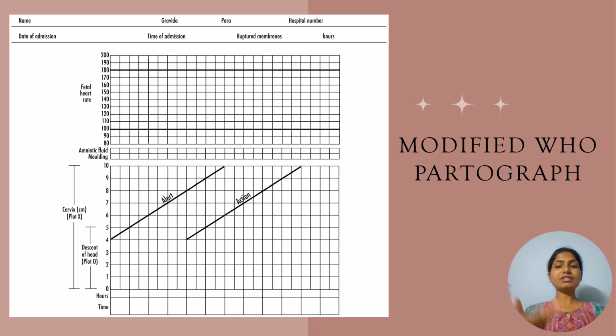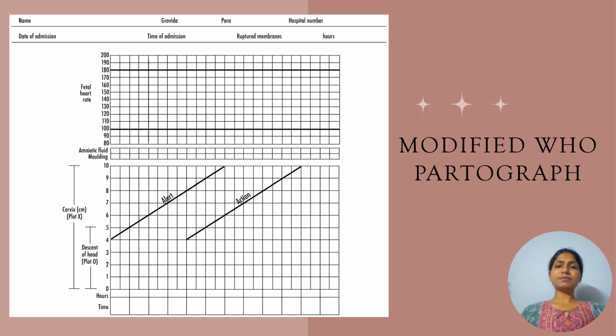When do we have to start this WHO partograph? This modified partograph has to be started at the onset of the active phase of the first stage of labor. What is the active phase of the first stage of labor? It is more than 4 centimeter cervical dilatation. If the woman is 4 centimeter dilated, then we have to start plotting the partograph.